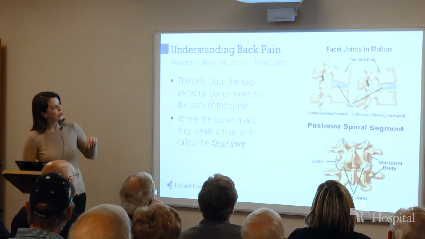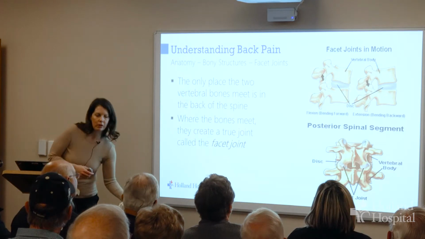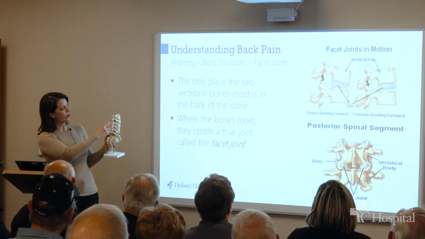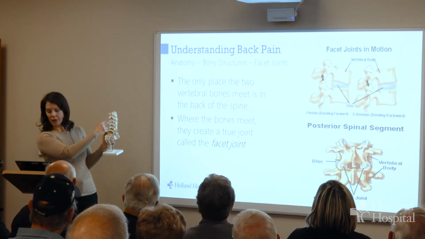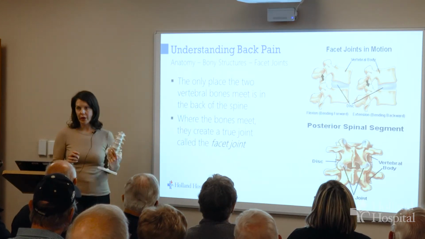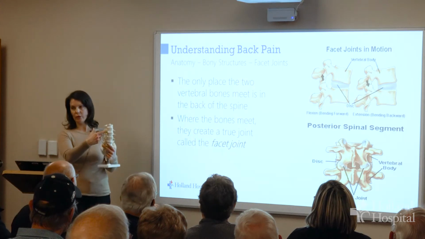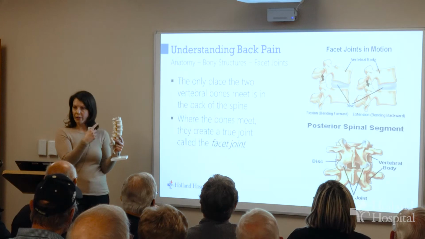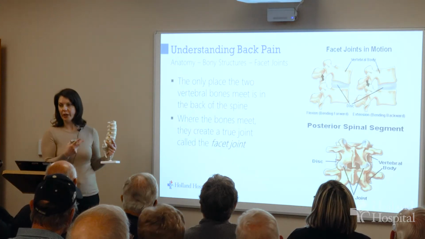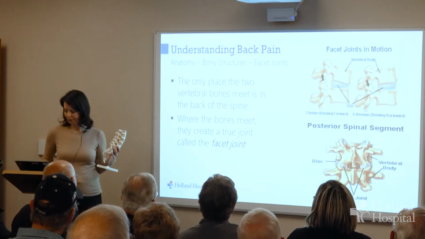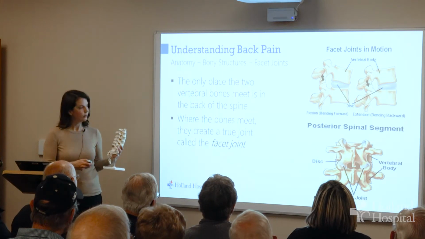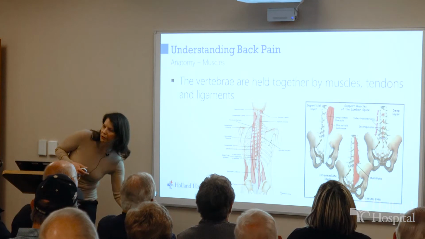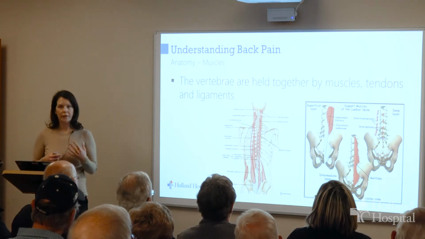And now the facet joints. So the facet joints are a posterior structure, so they're in the back of the spine, just off of center on the left and the right. The only place where the two vertebral bones that are sitting on top of one another meet is in the back of the spine. And where they meet, they create a true joint that we call the facet joint. And then more superficially, the vertebrae are held together by muscles, their tendons, and then ligaments.